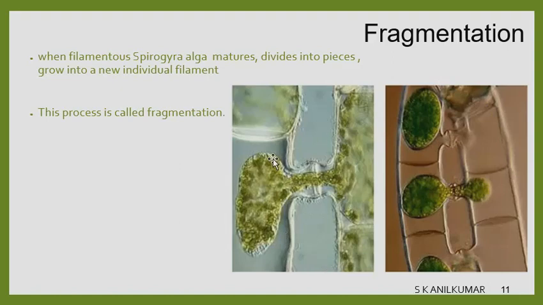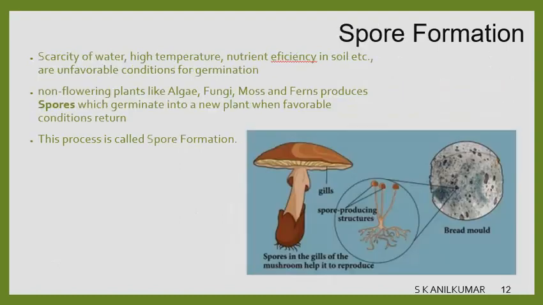Each individual piece will become a filament. Each individual fragment will become a filament. That is fragmentation. Each individual fragment becoming a filament in a mature Spirogyra alga because of its self-division is called fragmentation.